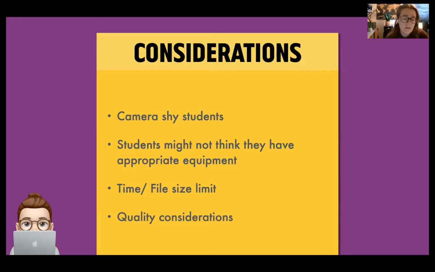Other things to consider: students might not think they have the appropriate equipment. However, the technology in their pockets is often more than adequate. I know myself, I'm not always filming 4K on my iPhone, and we weren't expecting that kind of quality, so most students would have the ability to do this. However, we did also offer equipment hire within the university in both of our schools at the time.